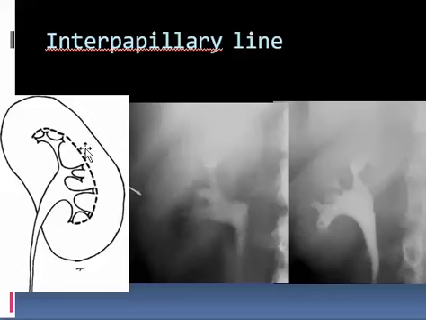These two lines should be parallel to each other, and as we said before, this part should be identical to the similar part on the left side, and again from the uppermost calyx to the top part of the kidney should be identical to that on the left side. So distances should be symmetrical, this one and that one, and the interpapillary line should be parallel to the surface of the kidney.